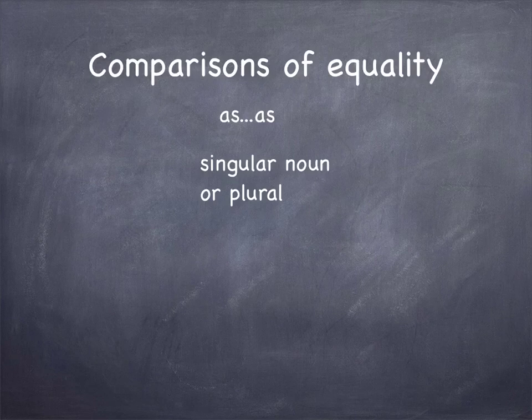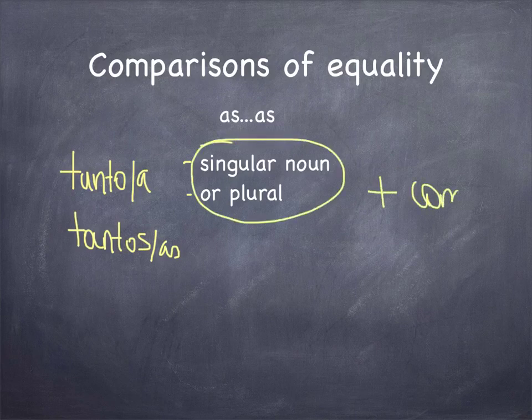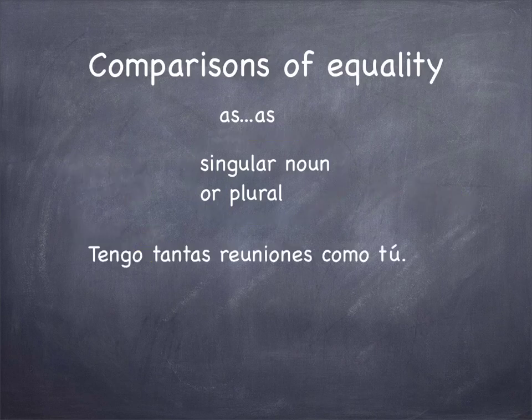Now, in the case of comparisons of equality, when we have a noun, either singular or plural, the expression then would be tanto if it's a masculine noun and singular, tanta if it's a feminine noun, singular, or tantos or tantas if it's either masculine plural or feminine plural. And then we'll have the noun followed by the word como. So let's take a look at our example.